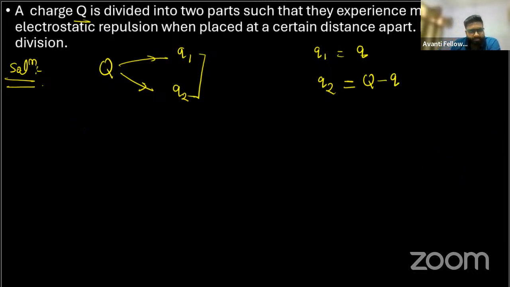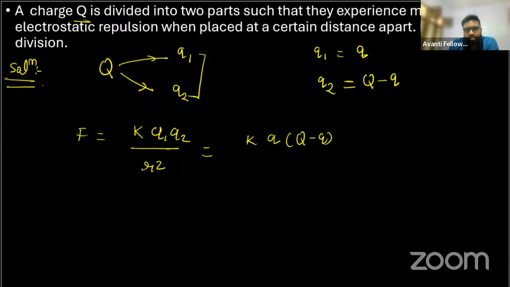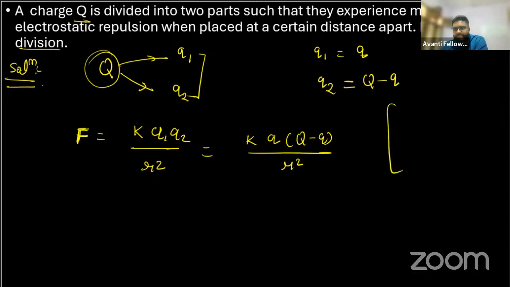Now the force here is k Q1 Q2 upon r square, k q into capital Q minus small q divided by r square. Now this force is to be maximum for what division of the charge? So for that आपने 11th में सीखा ही है, किसी भी चीज को मिनिमम और मैक्सिमम करना है तो we will take that function, differentiate it and put it equals to 0.